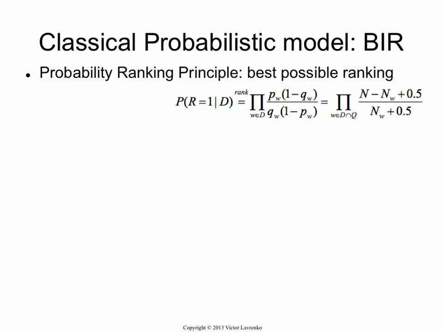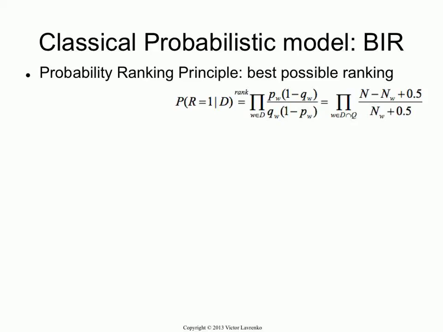All right, let's start. So last time we went through the classical probabilistic model. We went through the basic derivation of the model. So let's recap how we ended up where we ended up. So we said that the classical model is based on the probability ranking principle, right? And that probability ranking principle says that if you rank documents by the probability of relevance, decreasing probability of relevance, then you're going to have the best possible ranking.